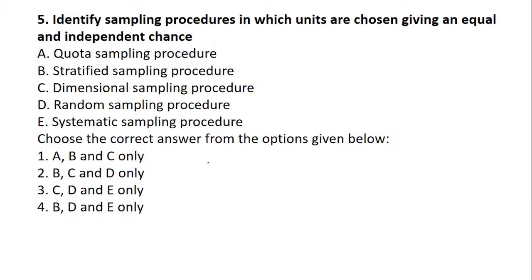Fine. Now read the question again carefully. Again, with this question students will hurry up with something else. The question is about identifying sampling procedures in which units are chosen given an equal and independent chance. Here they have very smartly put up the question. The question is about sampling methods, about the sampling procedure, and in the sampling procedure, they are talking about the units which basically, just a second.